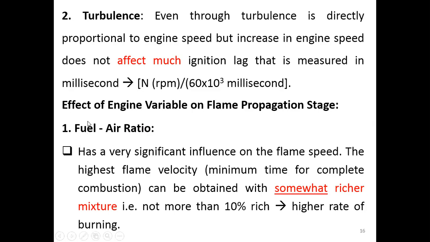This air fuel ratio, or the mixture composition, has a very significant influence on the flame speed. The key point on the flame propagation state is how fast the flame can travel. The speed of the flame. This is the key parameter for the second state in normal combustion. And air fuel ratio has a very significant effect on this flame speed here.